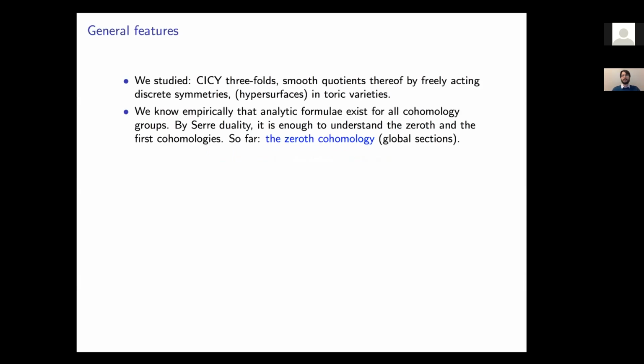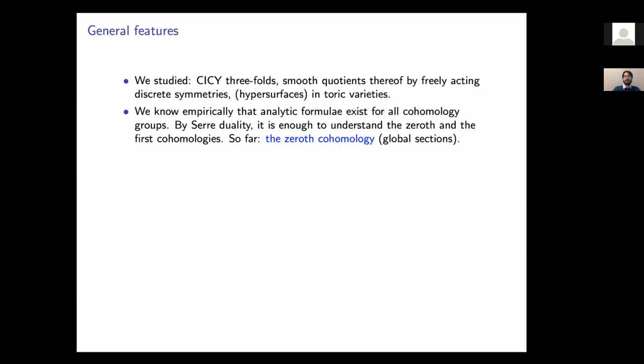So in the next section, I'm talking about line bundle cohomology on Calabi-Yau threefolds, in particular on complete intersection Calabi-Yau threefolds. So we studied CICY threefolds, we studied smooth quotients thereof by freely acting discrete symmetries, and some toric varieties and hypersurfaces therein. The empirical results showed that there are analytic formulae similar to what we've seen for surfaces for all cohomology groups. And because of duality, it is enough to understand the zeroth and the first cohomology. And then H2 and H3 follow automatically by duality.